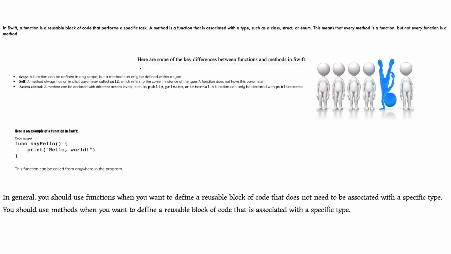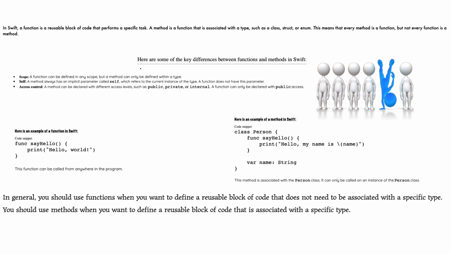Here is another example for a method in Swift. Class Person. So you can see here there is a class called Person. Within that class there is a function called sayHello. It is actually a method. It will print hello, my name is name. This method is associated with the Person class. It can only be called on an instance of the Person class.